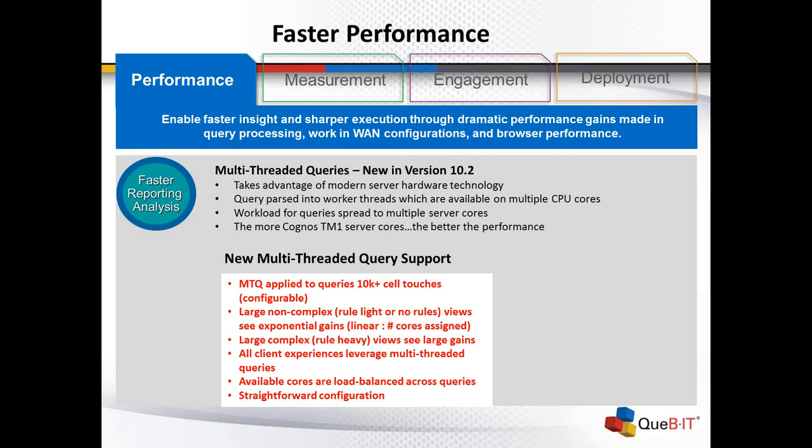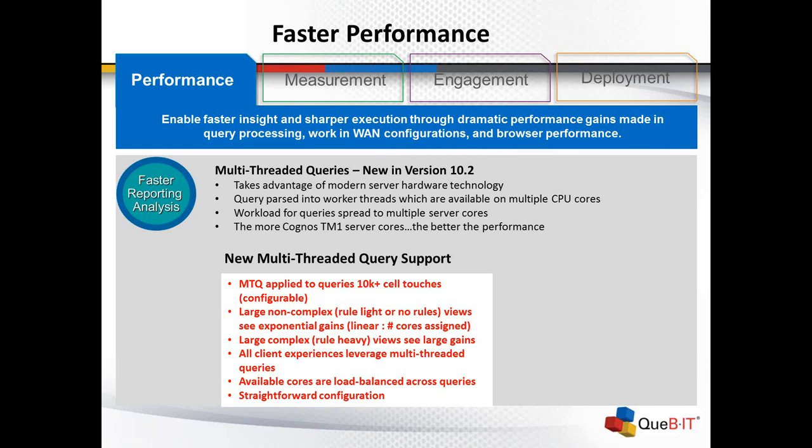One of the big things in the core engine of TM1 is that it now supports multi-threaded queries. What does that mean? With versions of TM1 prior to 10.2, if I were a single user logged into the server with a 16-core server and doing a very large query, I would only use one core, because TM1 used its multi-threading by using a single core for each user.